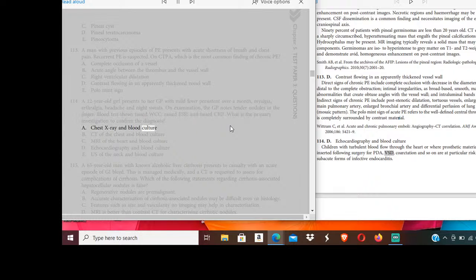A. Chest X-ray and blood culture. B. CT of the chest and blood culture. C. MRI of the heart and blood culture. D. Echocardiography and blood culture. E. US of the neck and blood culture. 115.